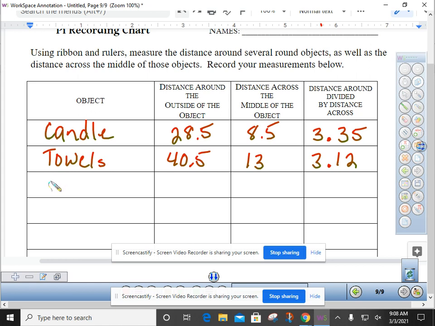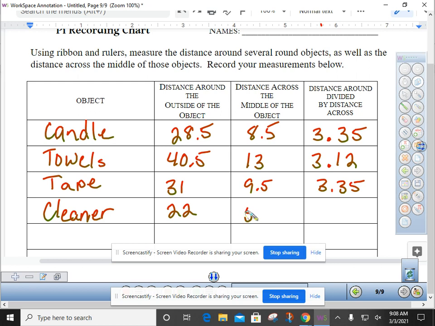Maddie, what did y'all get on the tape? We got 31 divided by 9.5 is 3.35. Silas, what did y'all get on the cleaner? 22 and 5, 4.4. I don't think that's right. Somebody else tell me what they got on the cleaner. We got 21.4 and then 5.9. 3.63? Yes, ma'am.